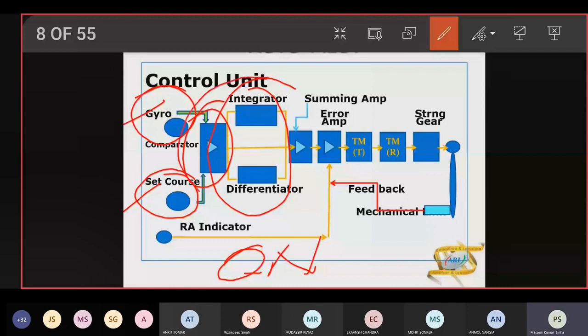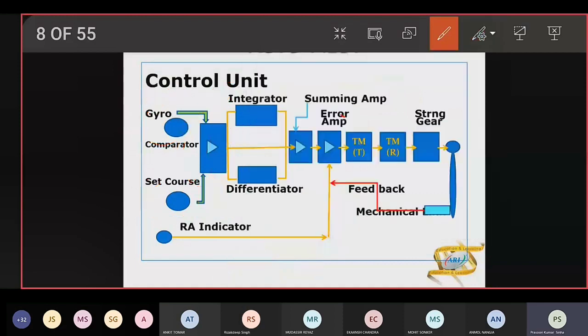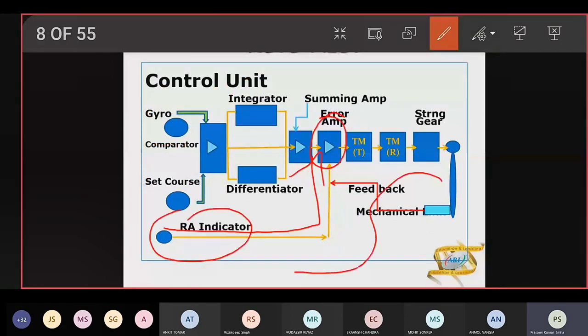All this put together is coming to summing amplifier. Final summing यहाँ पे होती है. Net result आता है दोनों courses के बीच का, set course and gyro course का. Then it is coming to the error amplifier, where you are getting a feed from the rudder angle indicator. Rudder angle indicator कहाँ से मिलेगा इसको रीडिंग? वो मैकेनिकल लिंक से एक्चुअली मिलता है, उसी के थ्रू इसको हो जाता है.